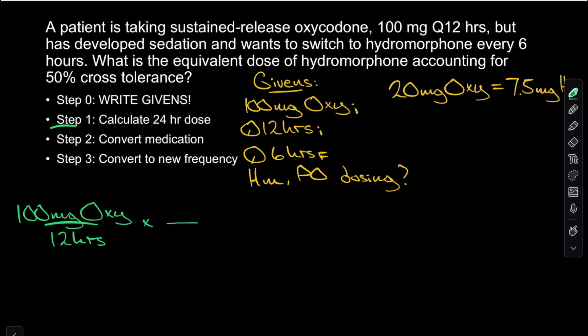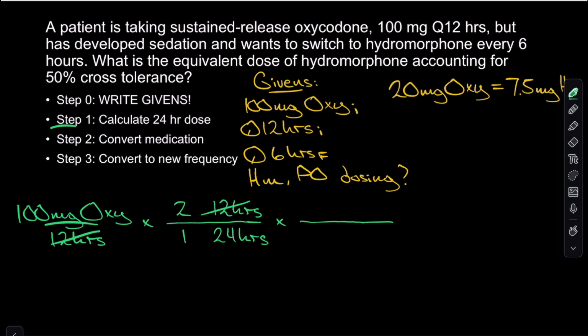First, let's convert from 12 hours to 24 hours. This is how much they're taking in one day. So 2 12-hour units is equal to 1 24-hour unit. So now we have how much oxy is being taken every 24 hours, and now we need to convert from oxycodone to hydromorphone.